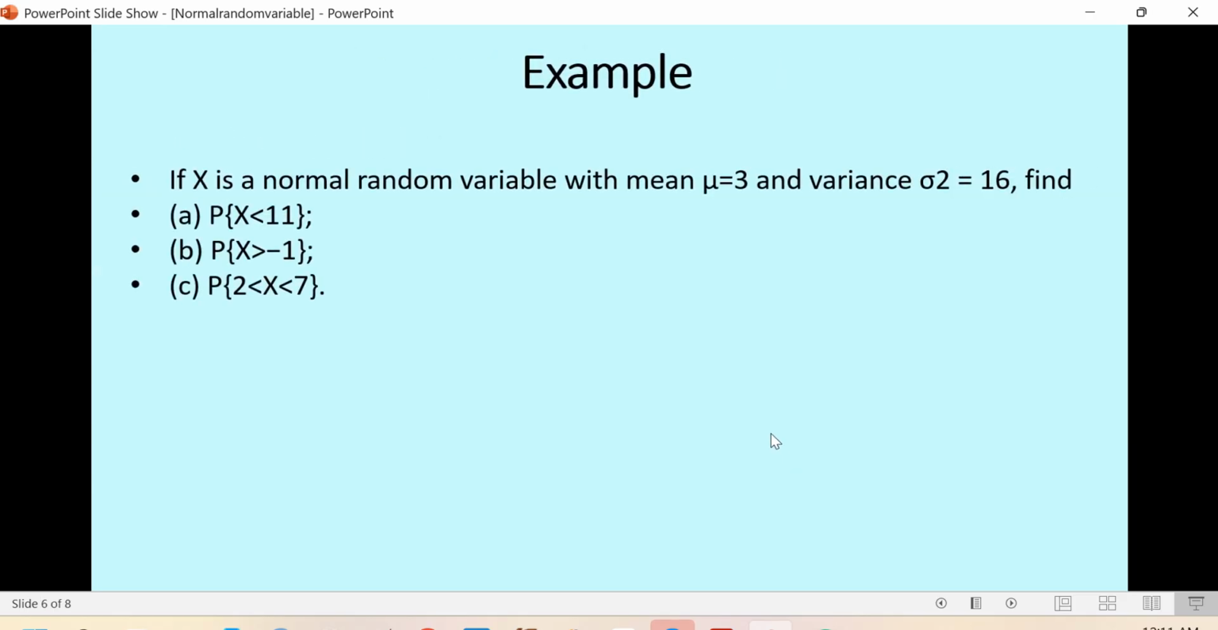Then we take a look at an example. If x is a normal random variable with mean mu equal to 3 and variance equal to 16, then try to find the probability of x less than 11. Second, x larger than minus 1, and third, x between 2 and 7.